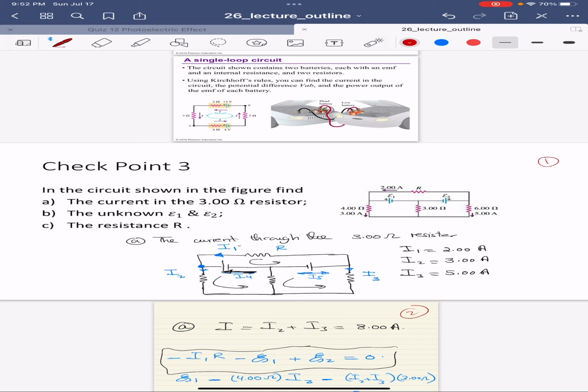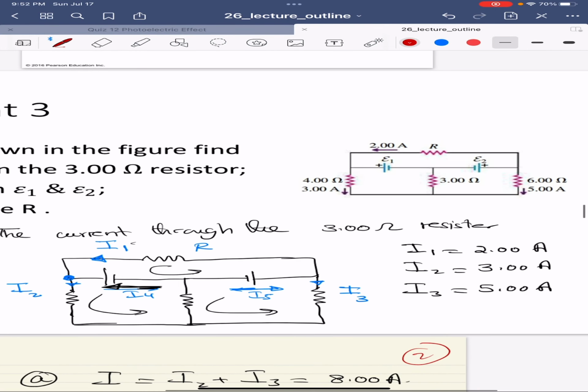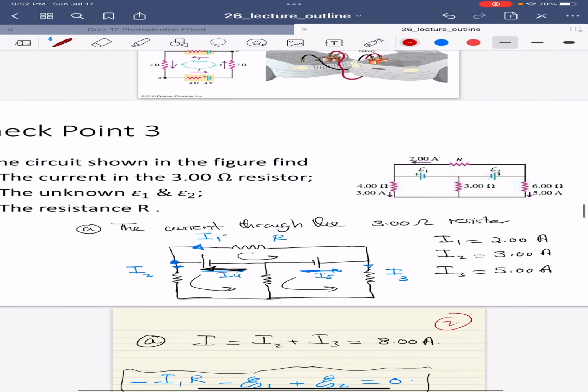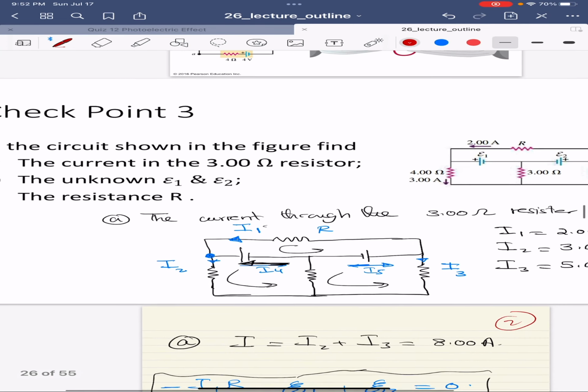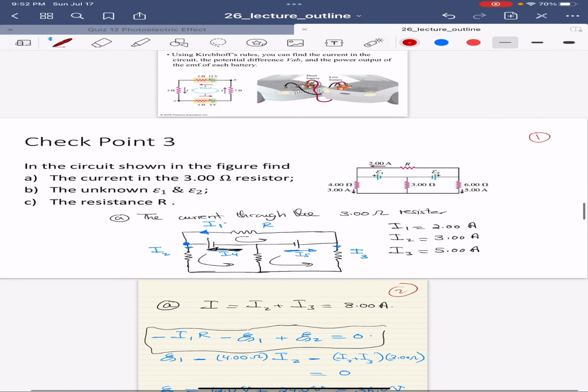Here in the circuit, the current in the 3 ohm resistor is unknown. I don't know it, and the other currents are given. For example, through R it is 2 amperes. Through the 4 ohm resistor it is 3. Through the 6 ohms it is 5. We need to find what the current in the 3 ohm resistor really is. We need to know the unknowns EMF1 and EMF2 and also the resistor R.